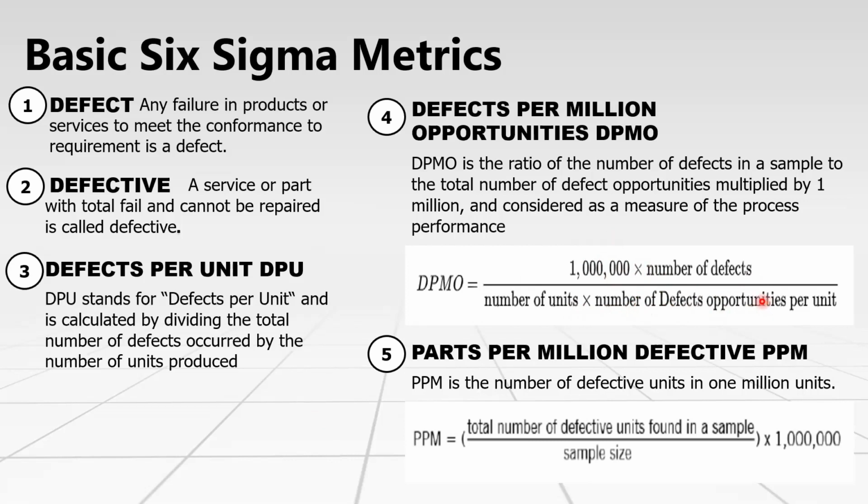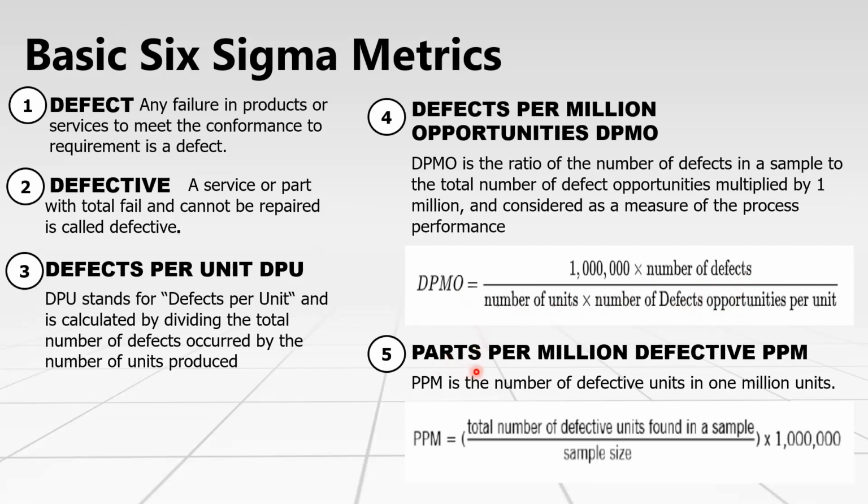So let me explain that formula to you. The number of defects is the actual defects that occurred in a specific period, and the number of units produced. The number of defect opportunities per unit is your estimation of the possible defects that might happen in a product. We will go into further detail on the DPMO in a worked example.